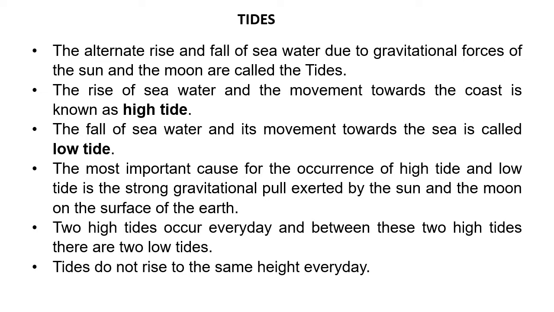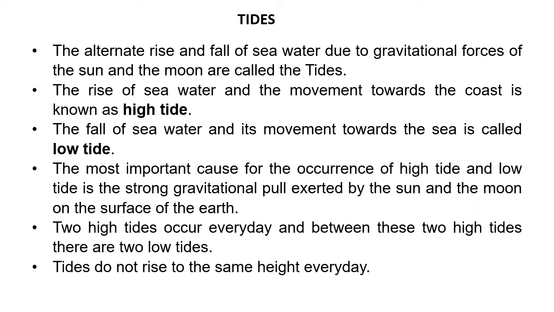If you have visited a coastal area, you might have noticed how the seawater comes towards the coast and how it goes away from the coast towards the sea. This is called low tide. And when it comes towards the coast, it is called high tide.